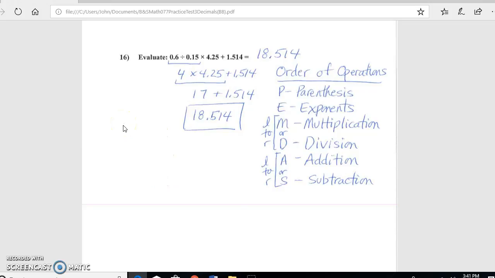18 and 514 thousandths. The easiest way would be to just plug this straight into your calculator just like it appears here, hit the equal sign, and you should get the proper answer.